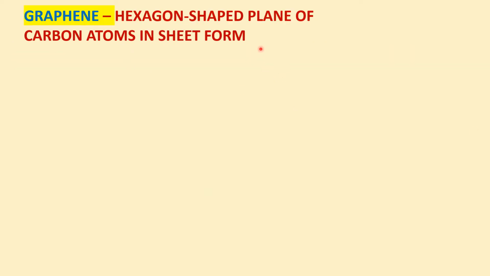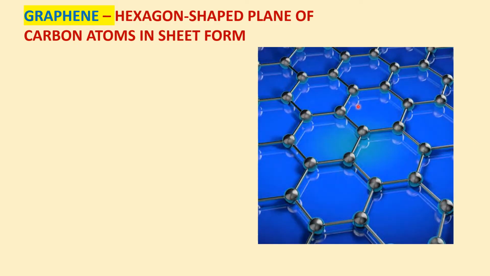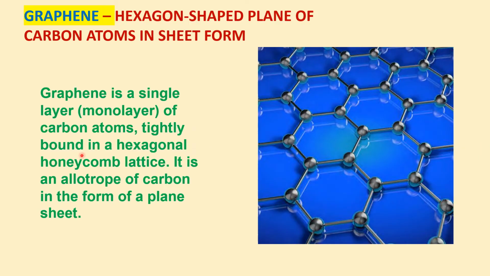Graphene is hexagon-shaped plain carbon atoms in a sheet form. It is like this hexagon, or it is a single layer of carbon. A carbon monolayer is there, and it is an allotrope of carbon in the form of a plain sheet.